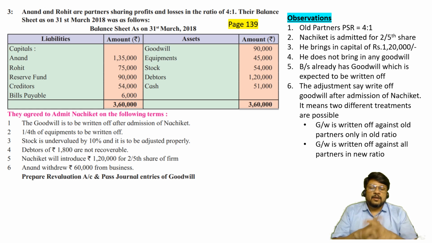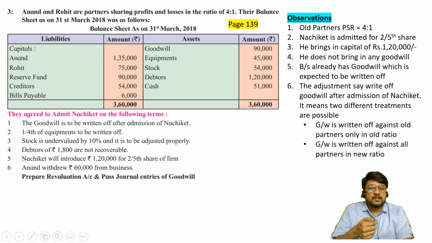Okay, now those of you who are happy with this particular solution, the problem is over for you. You can stop this video here itself. But those of you who are interested in considering the second alternative, this alternative which is mentioned here, goodwill is written off against all partners in the new ratio.